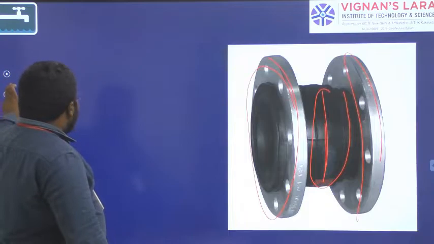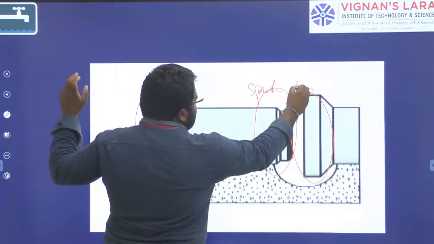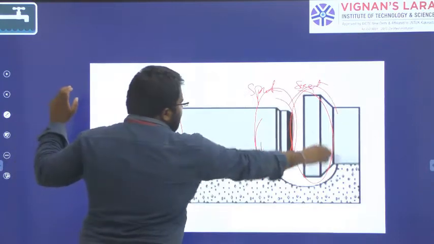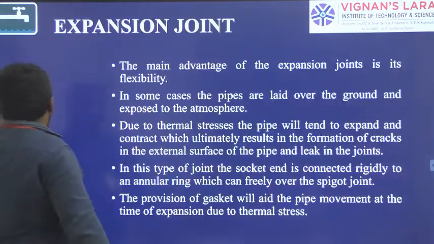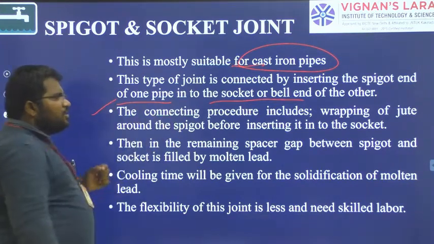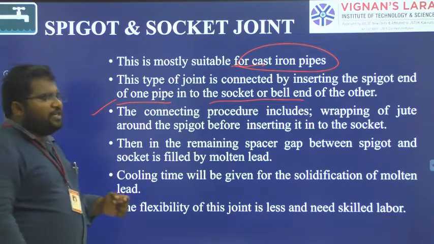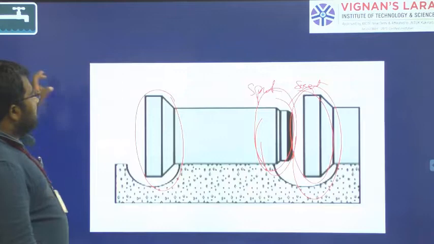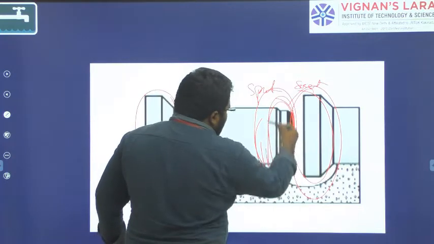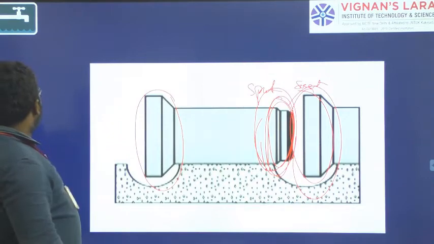This is the spigot end. This is the socket, right? So this spigot end of one pipe is going to be inserted into the socket of another. The connecting procedure includes wrapping of the jute around the spigot before inserting into the socket, right? So before joining these two, we are going to have some jute cloth, so that it is going to fit very well in the socket, right?